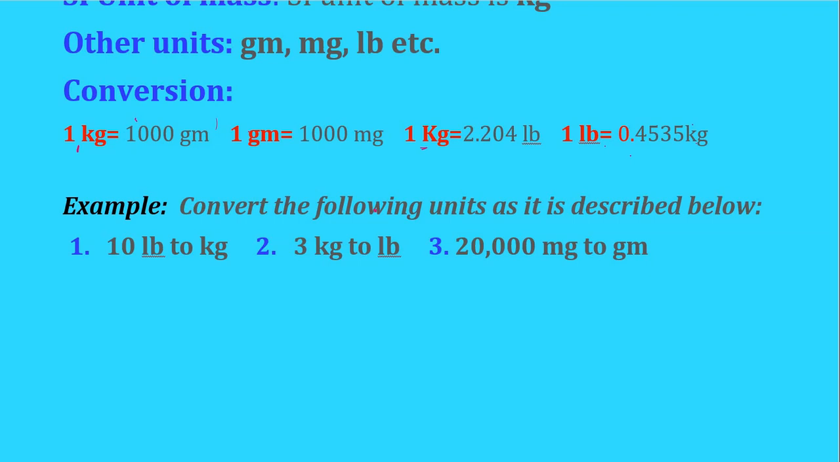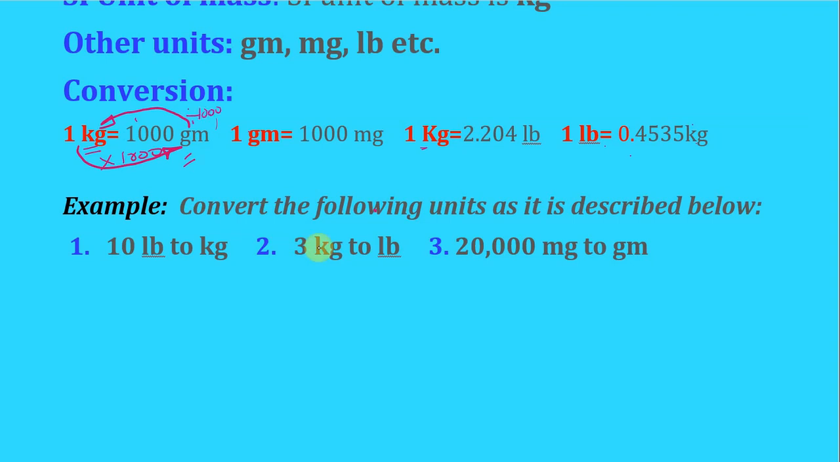Whenever you want to convert kilogram into gram, you have to multiply it by 1000. Whenever you are converting larger units like kilogram into smaller units like gram, then you have to multiply by 1000. But when you want to convert gram into kilogram, so gram is the smaller unit and you want to convert into a larger unit like kilogram, in this case you have to divide by 1000.